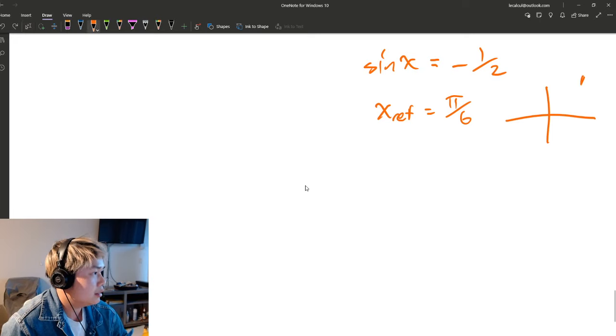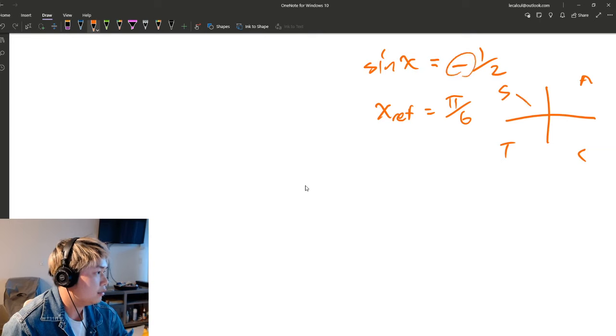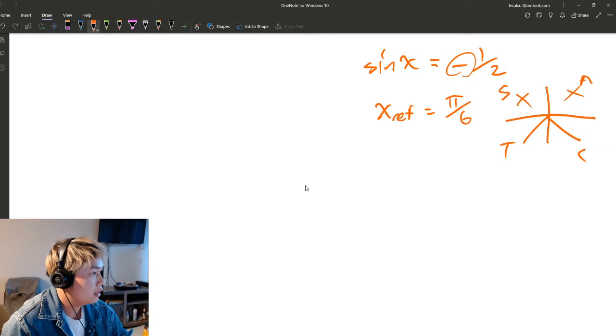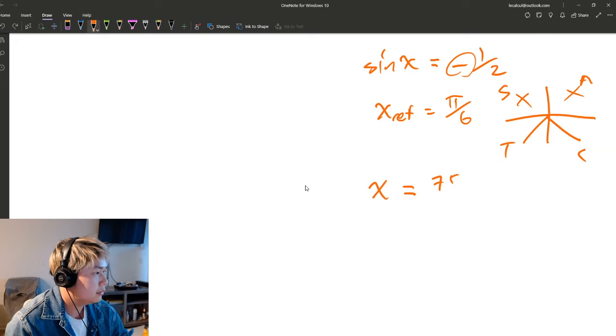So what did I say? Americans shoot the children. And then because we have a negative answer, we're not in the first two quadrants, we're in this one and this one. So we have two possible answers for x from 0 to 2 pi, which is going to be 7 pi over 6 and 11 pi over 6.